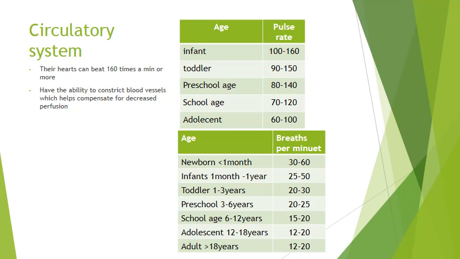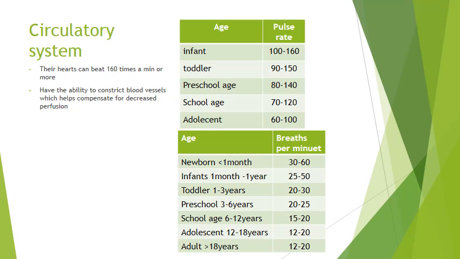School age, which is elementary to middle school, they have a pulse of 70 to 120. And adolescents, which are middle school to 18 years old, have a pulse of 60 to 100. And then again, breaths is the table at the bottom.